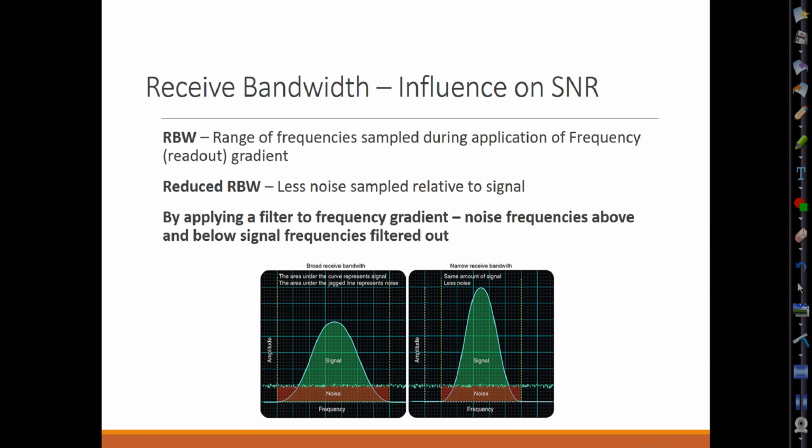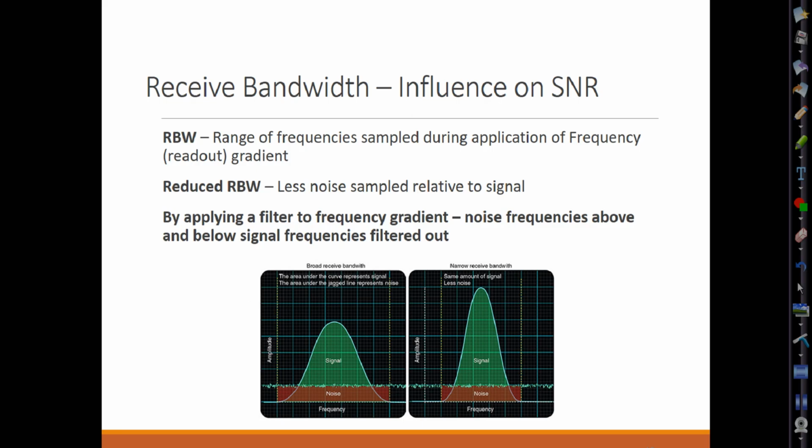All right, receiver bandwidth. I said that most of the time we're going to be compensating for signal because noise is random. But with receiver bandwidth, we can filter out that noise, which is on the edge of our signal amplitude. So our receiver bandwidth is the range of frequencies sampled during application of our readout gradient.